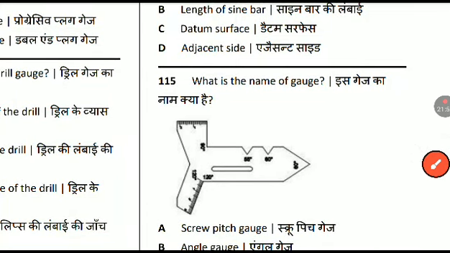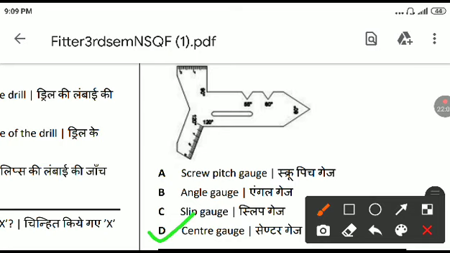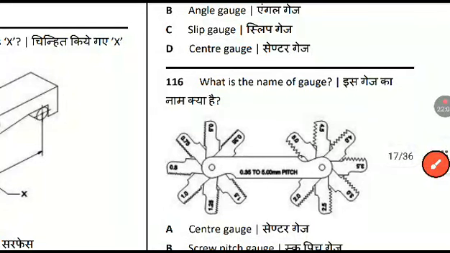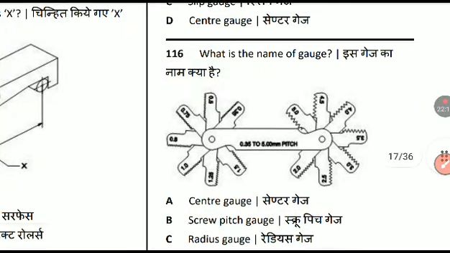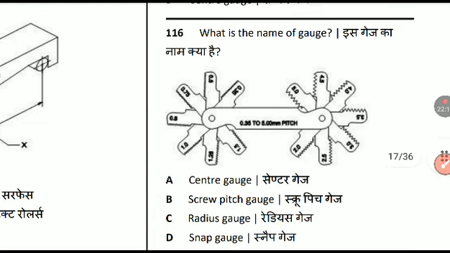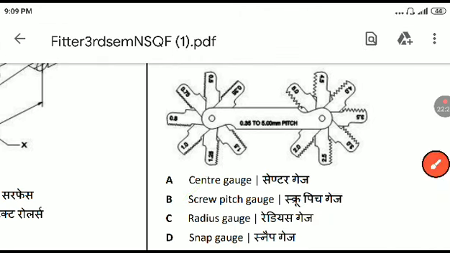What is the name of gauge? Screw pitch gauge, angle gauge, slip gauge, center gauge. Option D, center gauge. What is the name of gauge? Center gauge, screw pitch gauge, radius gauge, snap gauge. Option B, screw pitch gauge.